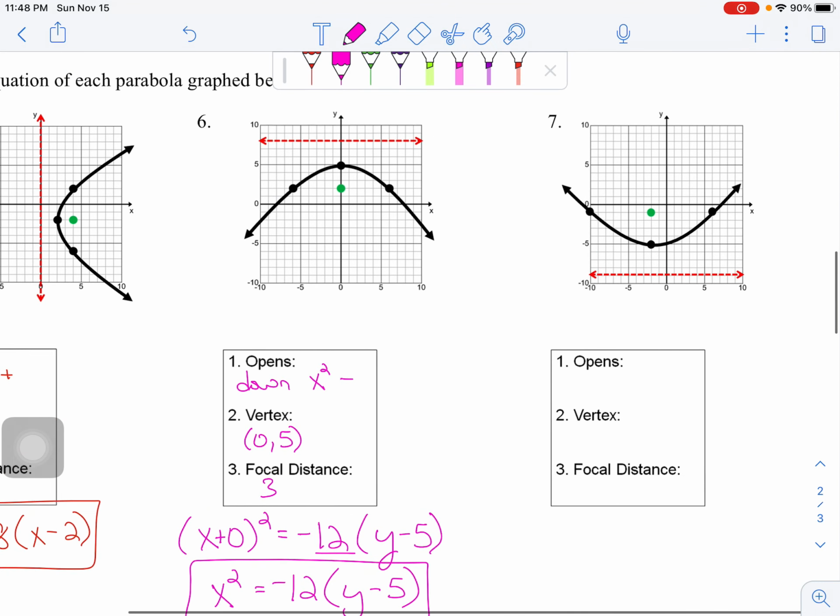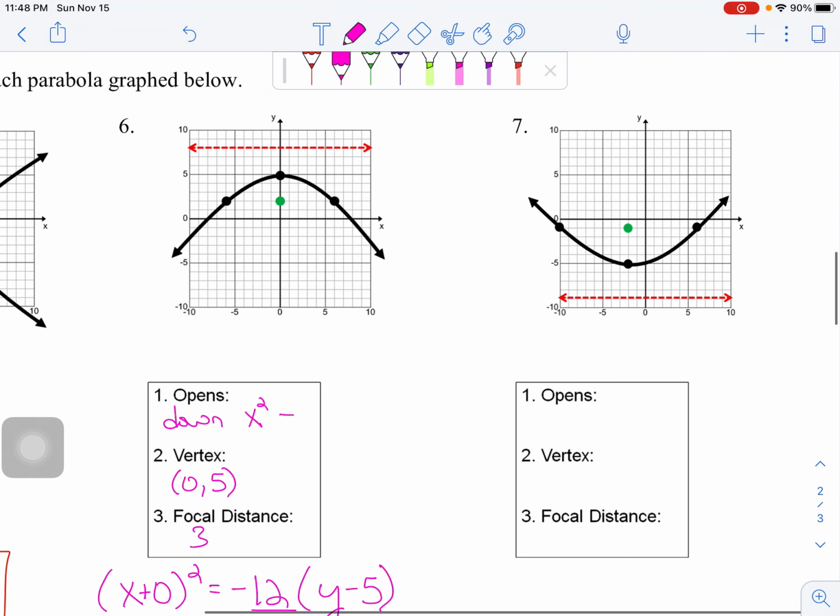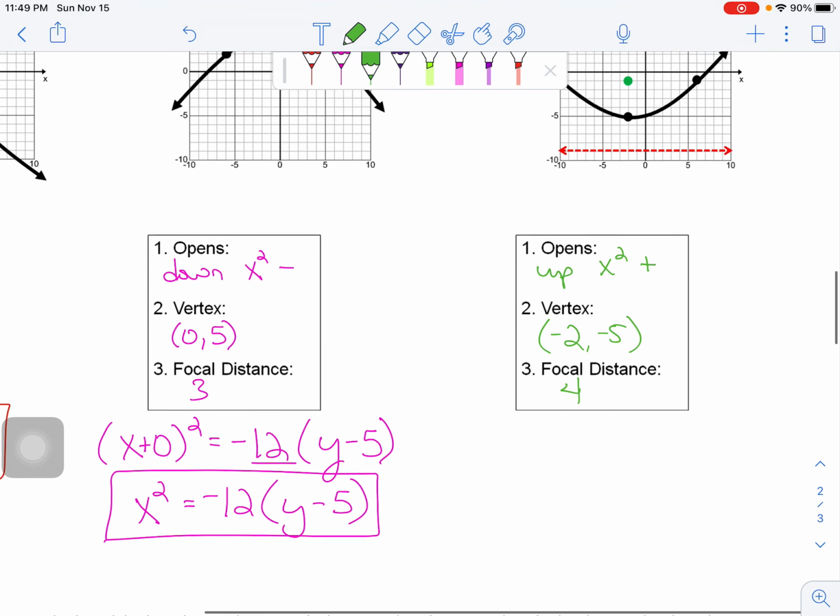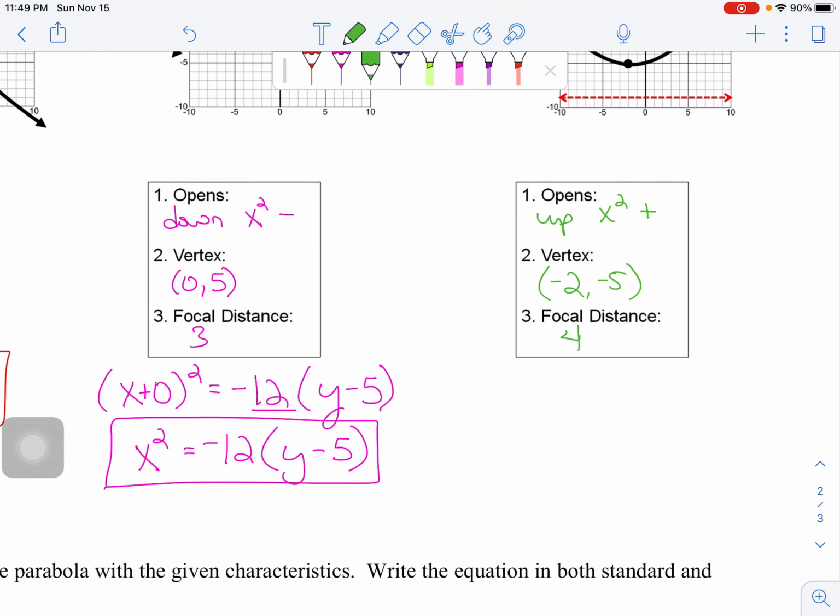All right, last one for the graphs. All right. We're given a graph here. In this case, this is opening up, which means it's going to be x squared and positive. Our vertex here is negative 2, negative 5. Focal distance 1, 2, 3, 4. So let's go ahead and translate that into an equation. I'm going to have x squared is equal to something and then y.